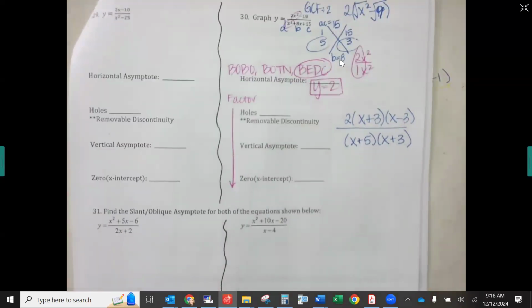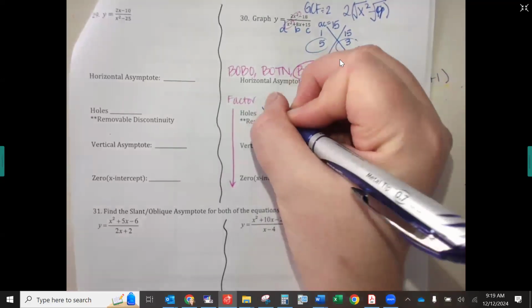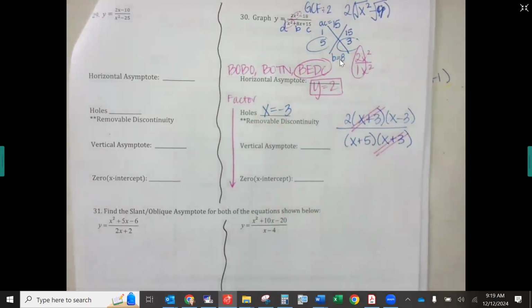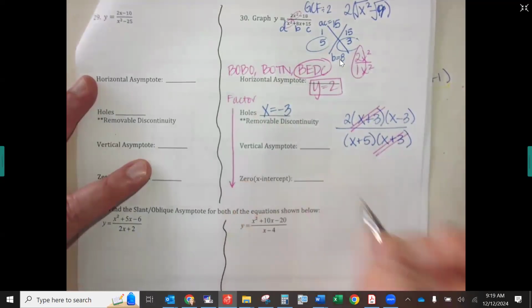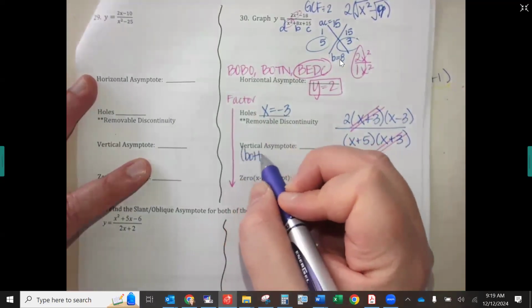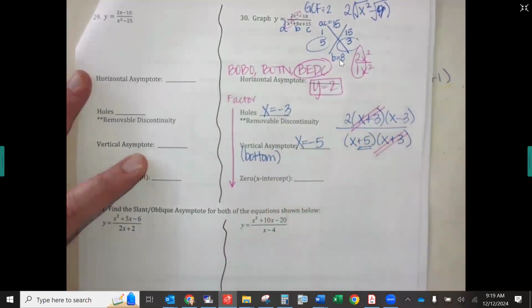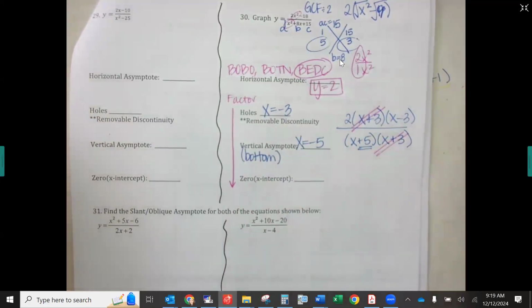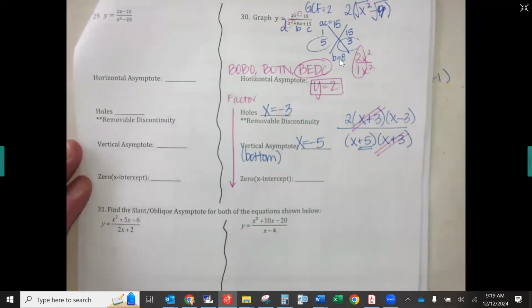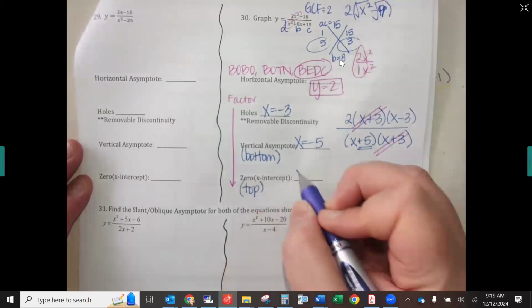Okay, then from there, remember, poles or removable discontinuities are the ones that cross out. What's gonna cross out from your equation? x +3, and if x +3 crosses out, where will the hole be at? -3. Vertical asymptotes, are they the x's left on top or on bottom? Okay, bottom, very good. So the x left on bottom for this one is a +5, so I know it's gonna be at -5. And then zeros or any x's left on top, I have an x -3, which means it's gonna be at +3.